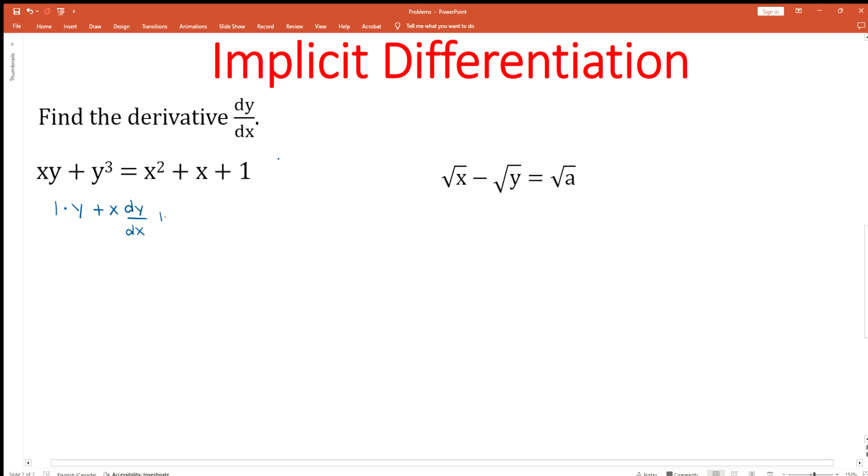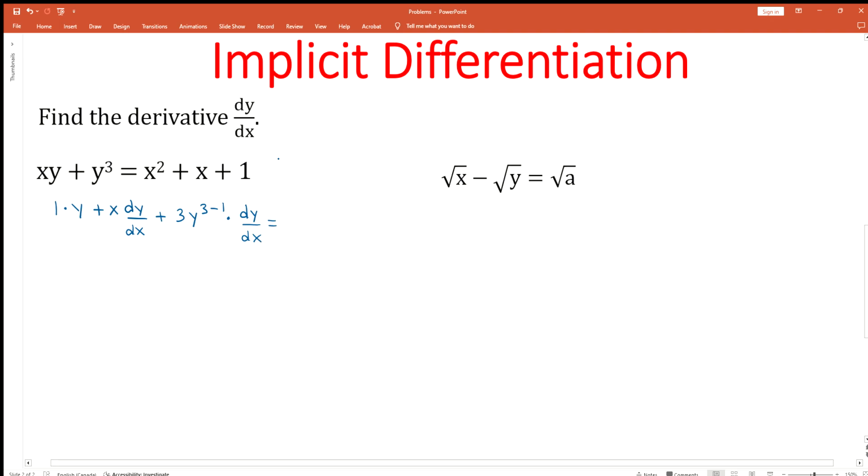Next, we should find the derivative of the term y cubed. We should use the chain rule because this term has the inner function y and the outer function, the exponent 3. We should start with the derivative of the outer function. We should use power rule. We should move the exponent 3 to the front of the term and subtract 1 from 3 times the derivative of the inner function y. The derivative of y with respect to x is dy over dx.